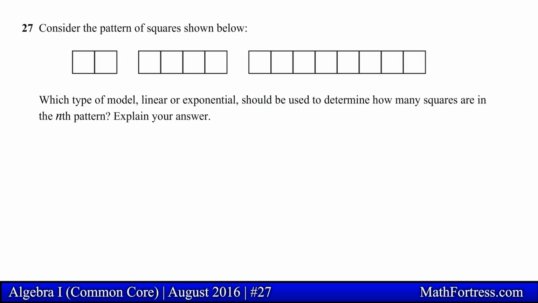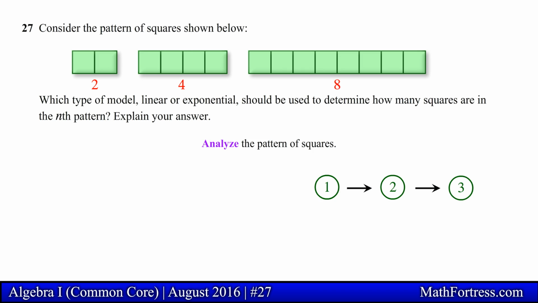We can determine the answer to this question by analyzing the pattern of squares. The first iteration of this pattern contains 2 squares. The second iteration contains 4 squares, and the third iteration contains 8 squares. We can determine the type of model this pattern follows by calculating the difference between successive iterations.